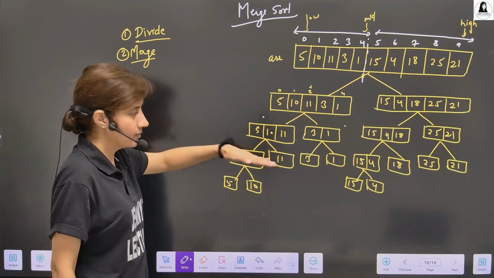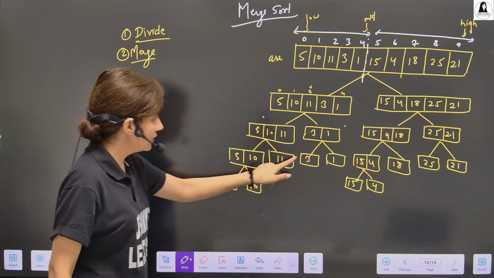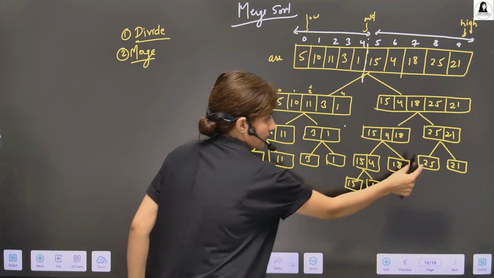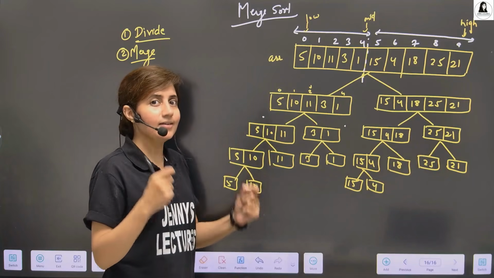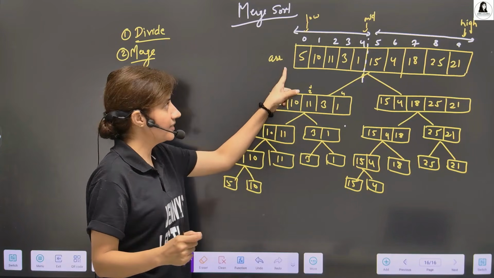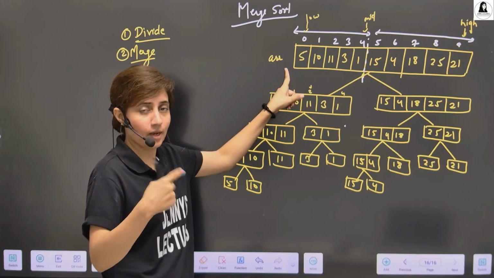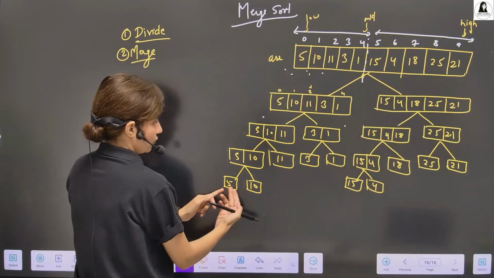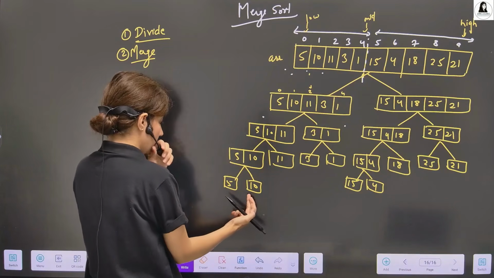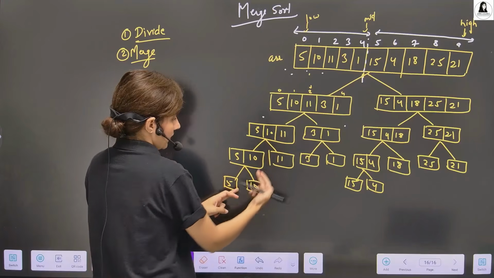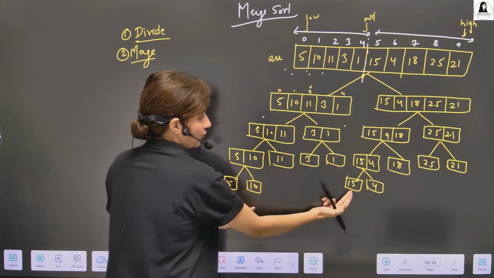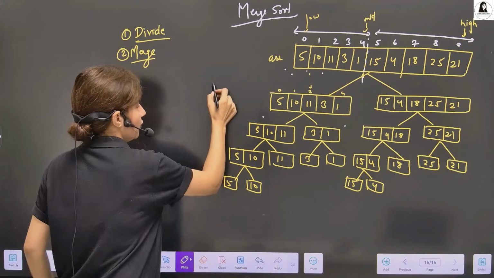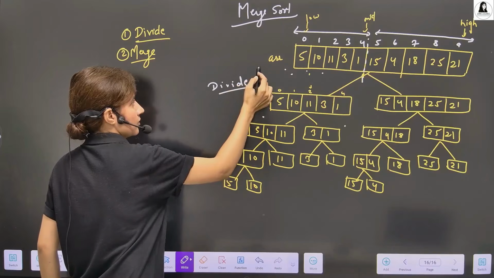We keep dividing repeatedly until each sublist has only one element. Now I can say that each sublist is sorted. So I basically have 10 sorted lists in this single array. That's why I was saying you just consider this as the first list, second list, third list. 5 is one list, 10 is another list, then 11 another list, 3, 1, 15, 4, 18, 25, and 21. So this is what we divide. That is the first step, divide, done.